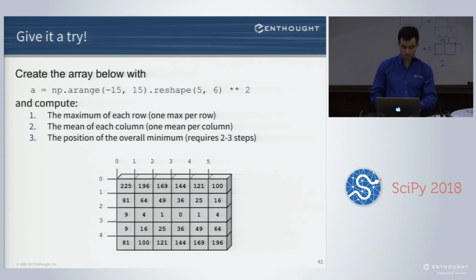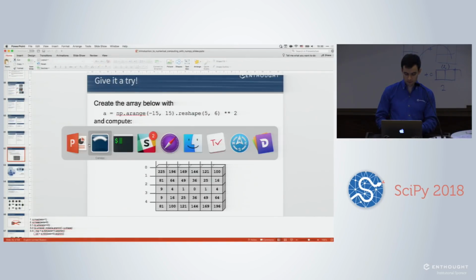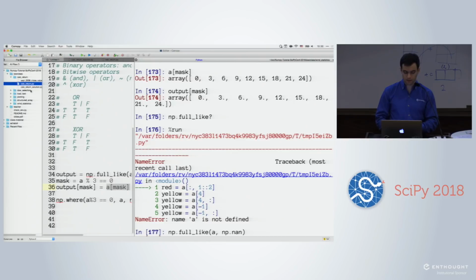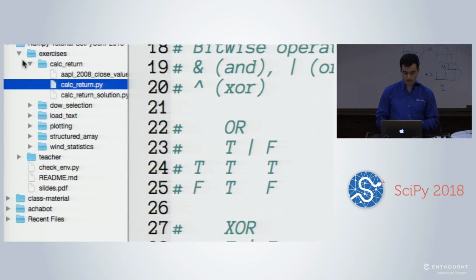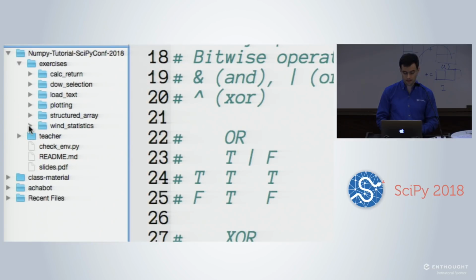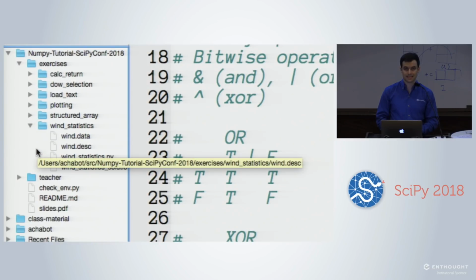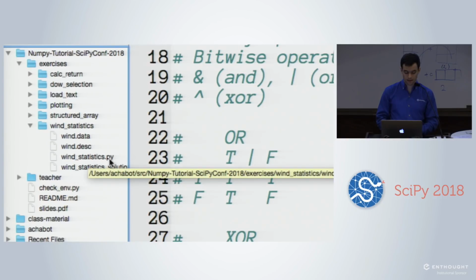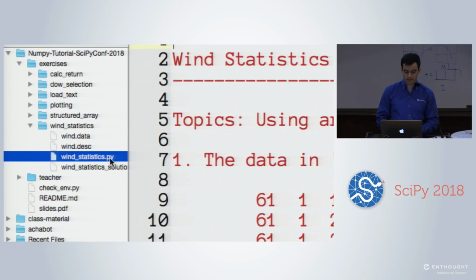All right, so instead of doing this little exercise here, we're going to do a bigger one. In the material that you've downloaded, there is a folder called exercises, a folder called wind statistics, and in there a file called windstatistics.py. This is just a Python file.